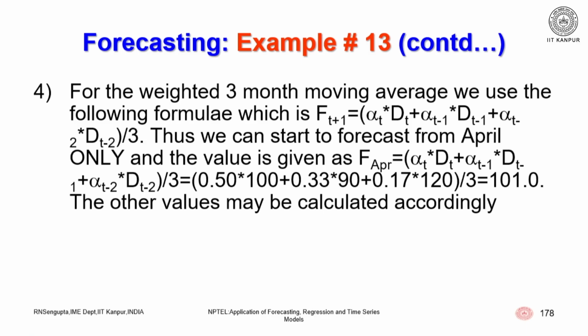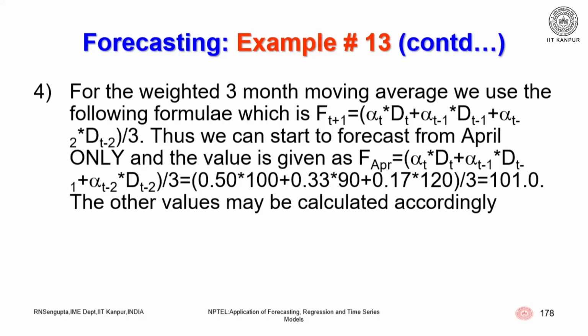When I am trying to find out FT plus 1, I am giving weightages of alpha 1 to dt or yt, alpha 2 to dt minus 1 or yt minus 1, and alpha 3 to dt minus 2 or yt minus 2. Correspondingly, alpha 1 should be the greatest, because there I am trying to give the maximum weightage. Thus, we start by forecasting the value of April only, and the April value will be weighted in this way, with maximum weightage to the latest.